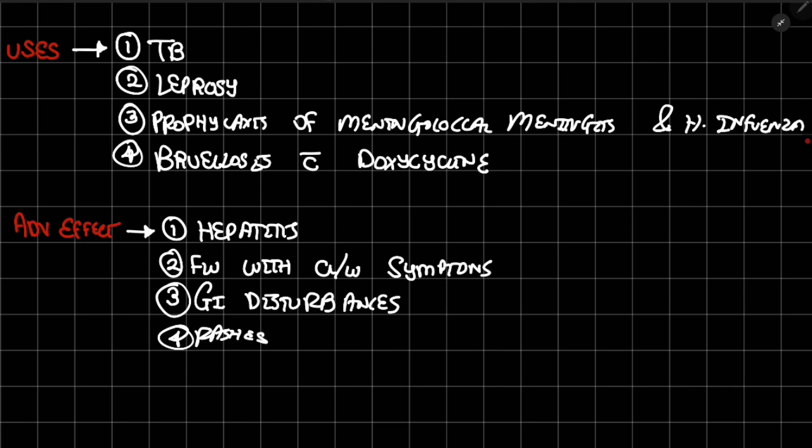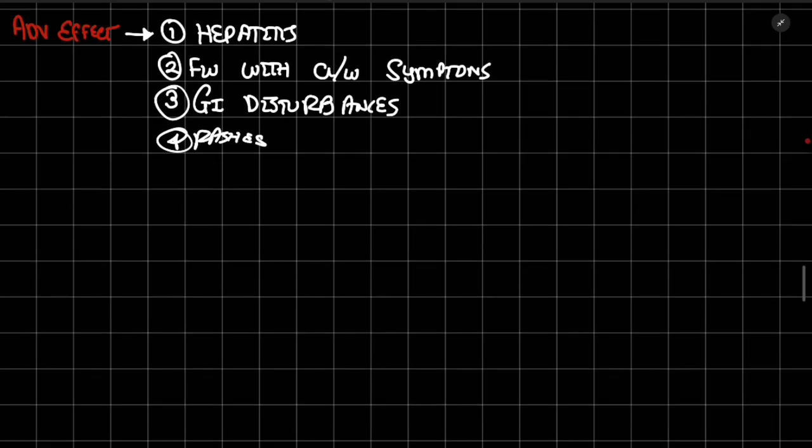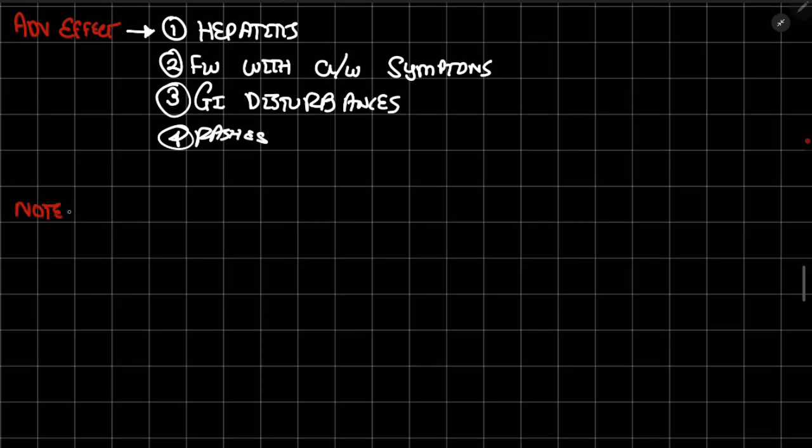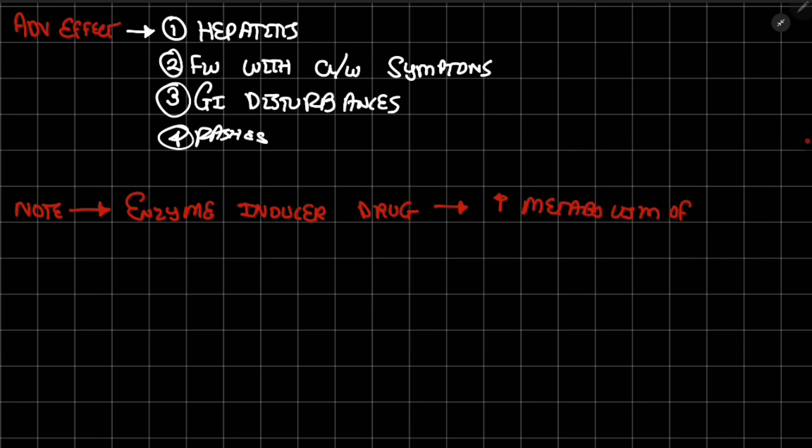Okay, now one point to be noted, it is an enzyme inducer drug. Okay, since it is an enzyme inducer drug, it increases metabolism of many drugs. Okay, so it reduces plasma levels of drugs.